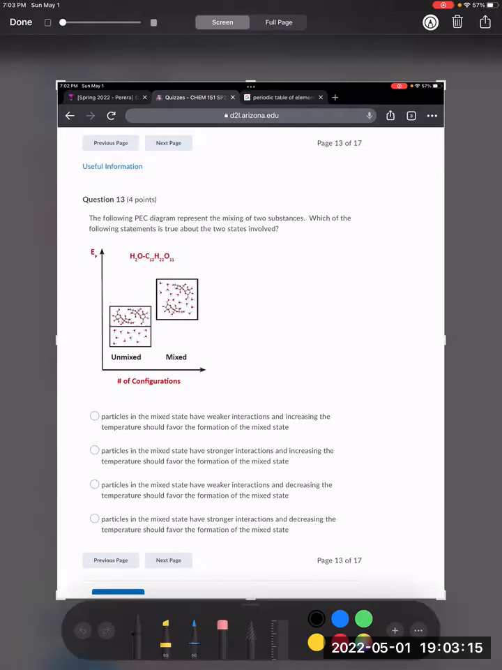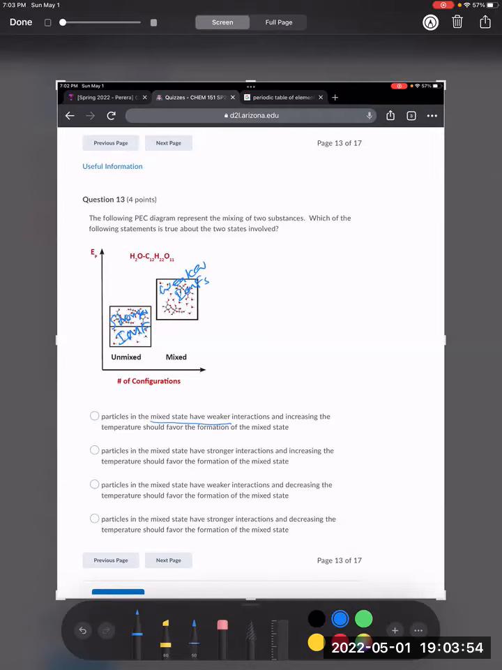Now here's the thing. We have a lower potential energy in the unmixed state. Therefore, you should have stronger IMFs here, and then weaker interactions, weaker IMFs in the mixed state. That's the first thing. The statement saying the mixed state has weaker interactions is correct, because higher potential energy means weaker interactions. So option A is fine for the moment.